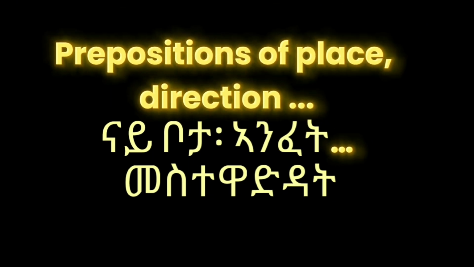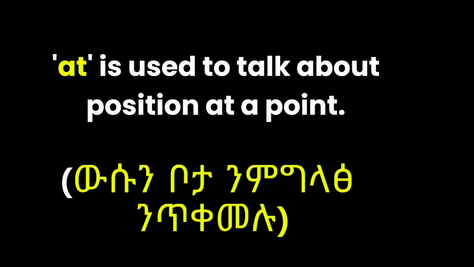Prepositions of place and direction. At, on, and in for place. At. At is used to talk about position at a point. Look at the examples.